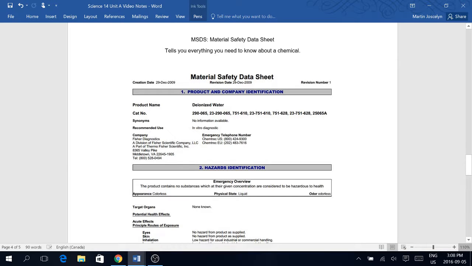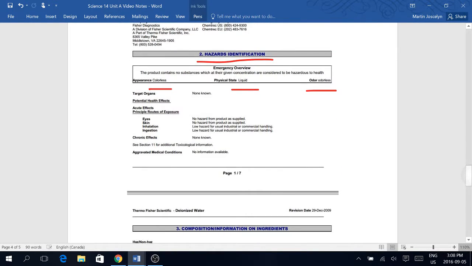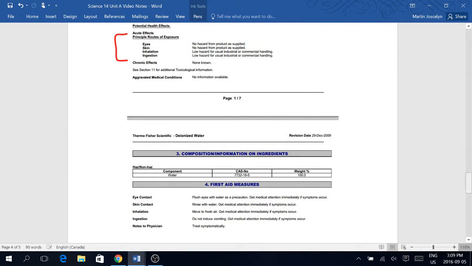Now, in any workplace, you're also going to see these MSDS sheets. They're material safety data sheets, and this tells you everything you need to know about a chemical. If we look at this example MSDS sheet, it's about deionized water. It tells you some hazards. It also says that it's a colorless, odorless liquid. If we keep going down, it tells you how it's going to affect your eyes, skin, if you inhale it, if you ingest it. Ingest is like if you eat it or drink it.